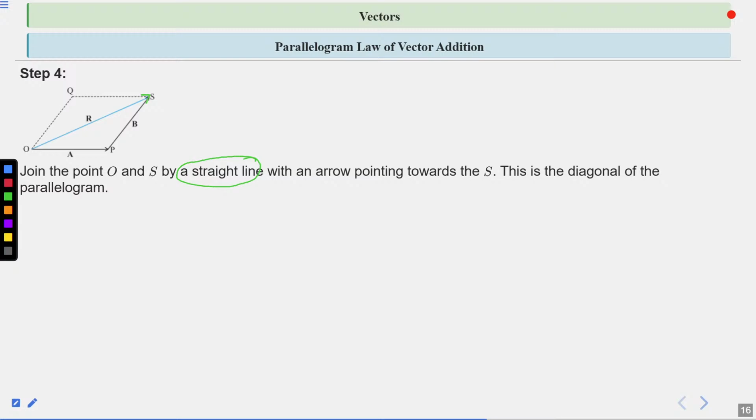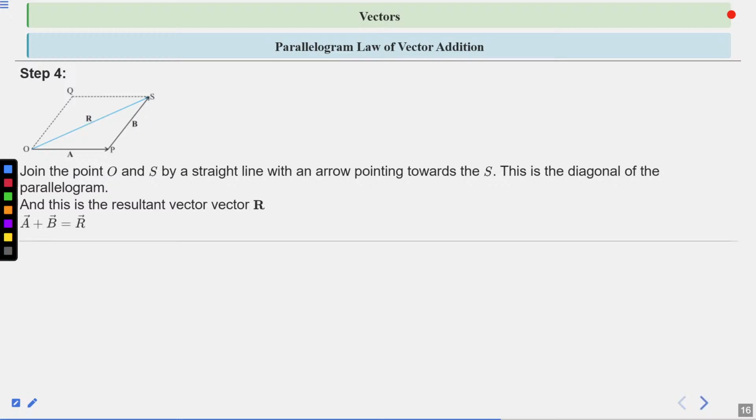This is the diagonal of the parallelogram, or we can say this is the resultant of vector A and vector B, and this is the resultant vector. So our main point is to calculate the resultant vector. For vector A and vector B, by using the parallelogram law of vector addition, the diagonal vector of this parallelogram is the resultant vector. So A vector plus B vector is equal to R vector.